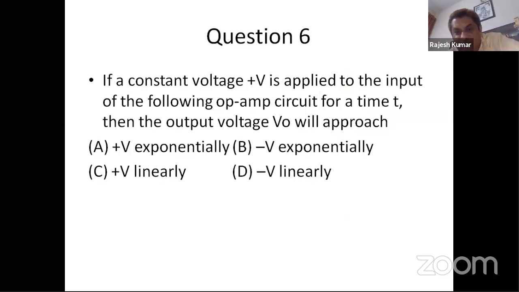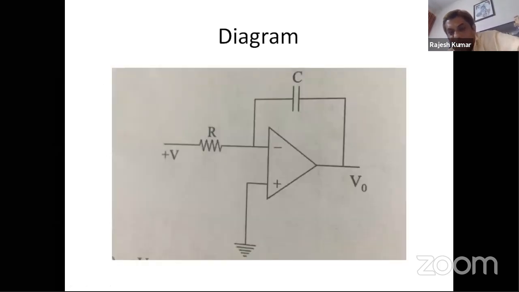And one more diagram is there. If a constant voltage plus V is applied to the input of the following op-amp circuit for time t, then the output voltage V naught will approach. You are given this diagram: you have got an op-amp, you have got a resistor, you have got a capacitor. Ultimately, this diagram is of a differentiator. Op-amp as a differentiator. So if you apply a plus V volt, what will be the output here? You can see how the output is changing.